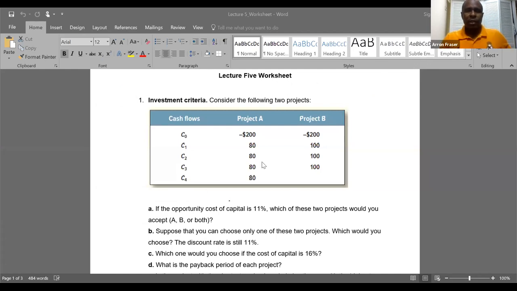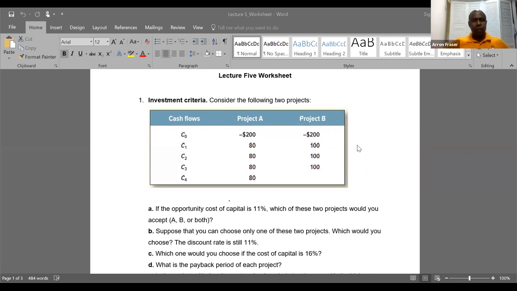So we got question one, which covers investment criteria, and you're asked to consider the following two projects, project A and B. Both require an initial investment of 200, and then you have cash flows for periods 1 to 4 in project A, and for project B, you have cash flows from periods 1 to 3.